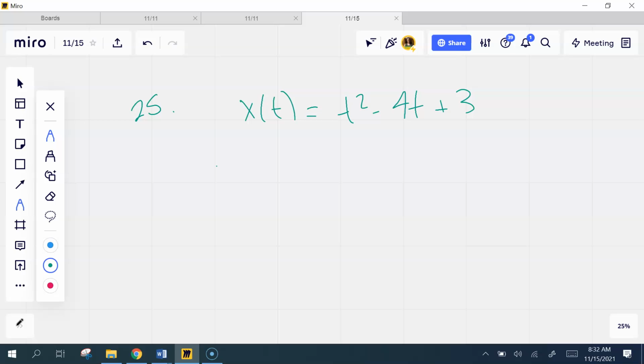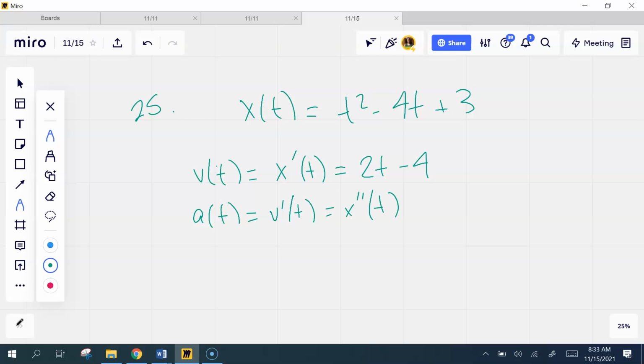So derivative, right? So velocity here, because this is the position function, would be the derivative of the position. So what is it? There you go. How about acceleration? The derivative of velocity, which is the second derivative of position, which is 2. Good, do always do units. This is something per something squared, yeah.